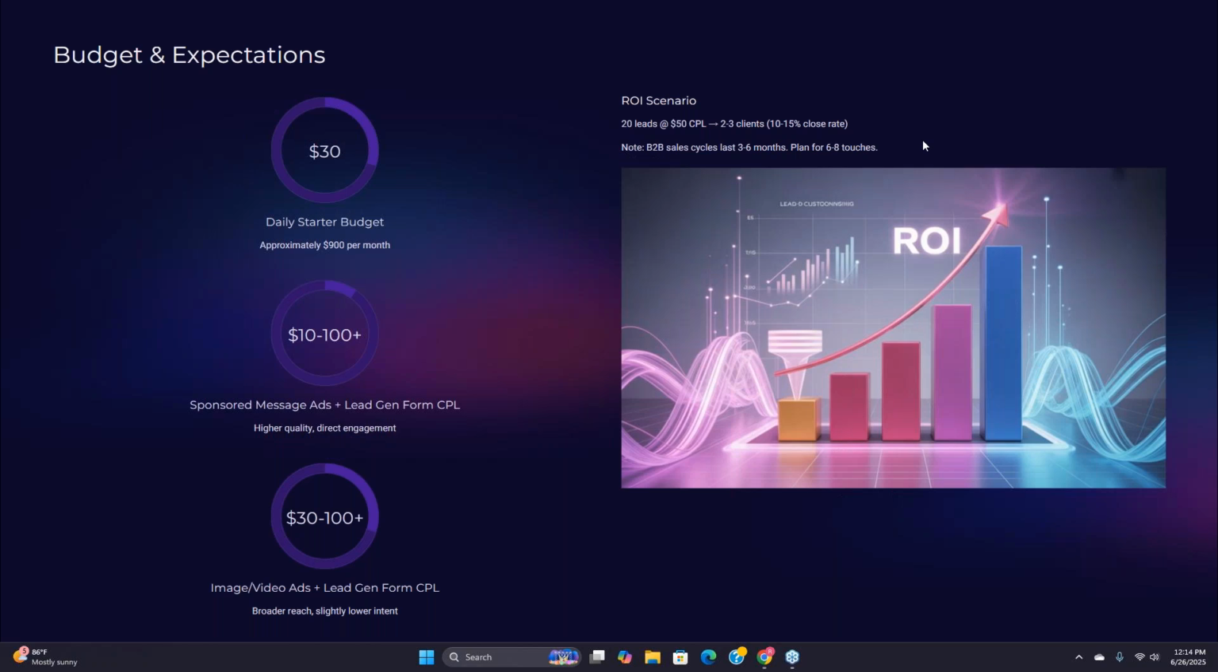And of course, I put a little note here. Note that B2B sales cycles typically last 3 to 6 months. Plan for 6 to 8 touches. That's not necessarily a hard and fast rule. That can definitely be sped up using some of those options I mentioned a while ago on the previous slide. You can speed that process up, and I know every business and every industry has different sales cycles.